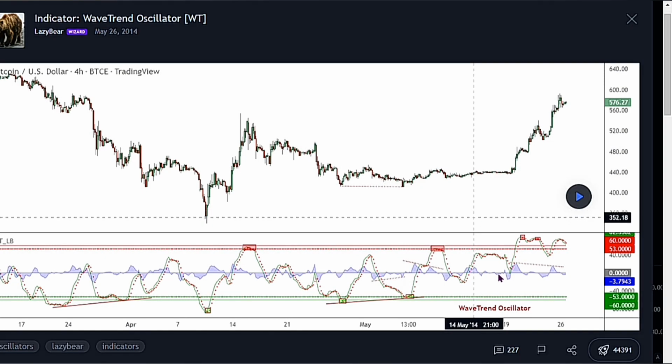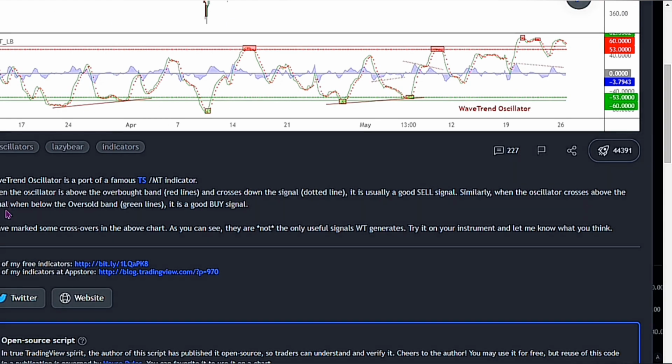In his words, he wrote, "Wave Trend Oscillator is sort of a famous TSMT indicator. When the oscillator is above the overbought band (the red lines) and crosses down the signal (dotted line), it is usually a good sell signal. Similarly, when the oscillator crosses above the signal when below the oversold band (green lines), it is a good buy signal." He went ahead below and said, "I have marked some crossovers in the above chart. As you can see, they are not the only useful signals WT generates. Try it on your instrument and let me know what you think."